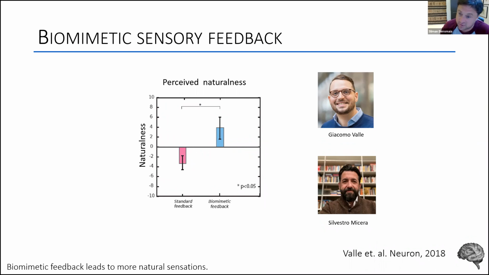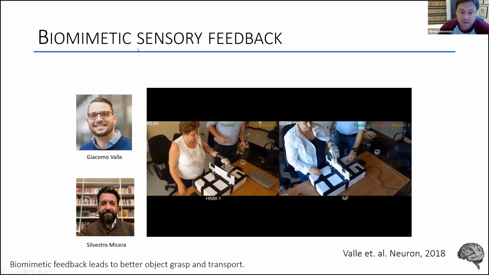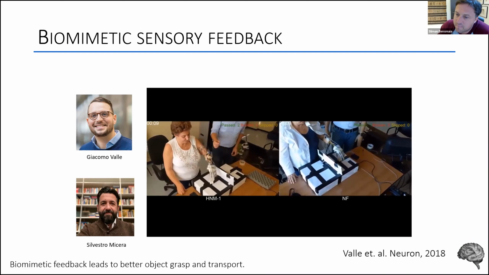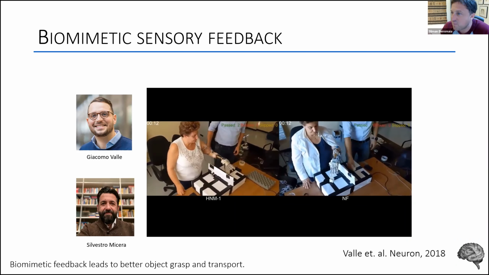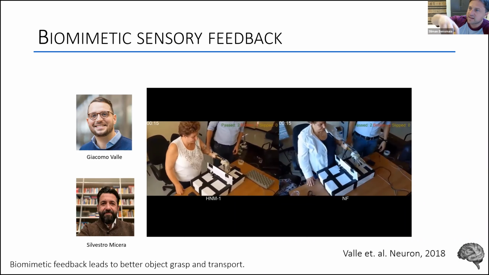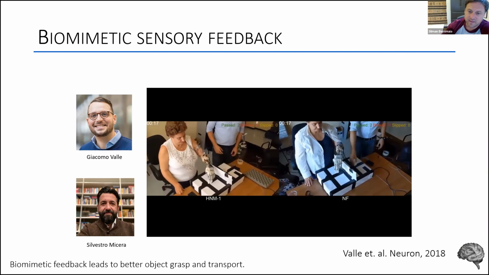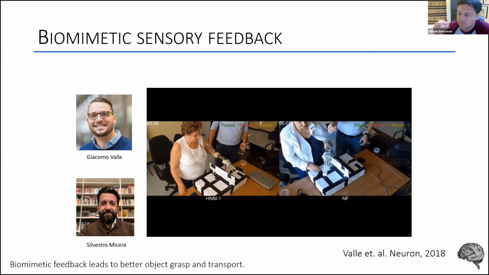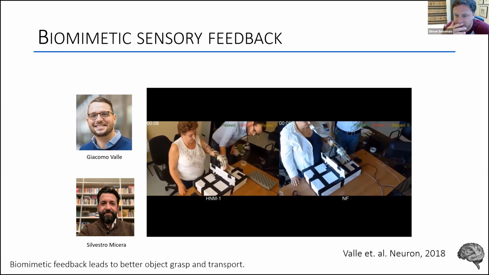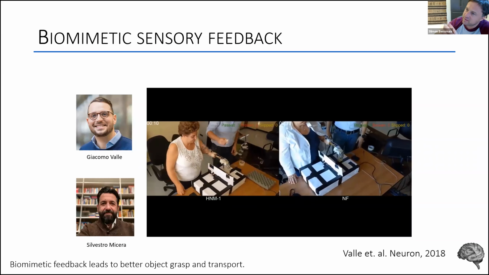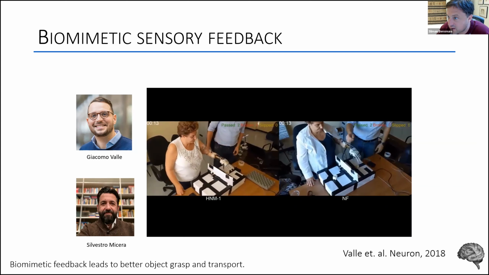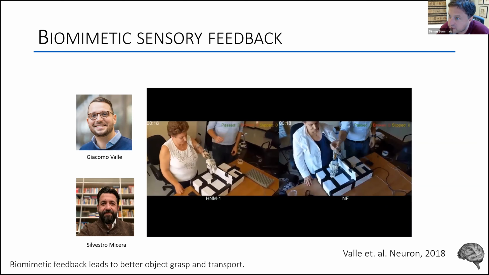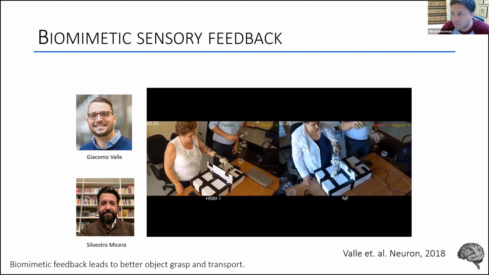So you get a more natural sensation. That's promising, right? Not only that, but subjects can use their hand, the bionic hand, more effectively. This is a task where the subject had to transport a fragile object across this barrier. If she squeezed the object too hard, it broke. I mean, it didn't really break, it fake broke. And so the test was, how many times can you transport this fragile object across this barrier? And she could transport more of those objects without breaking them with the biomimetic feedback than without.